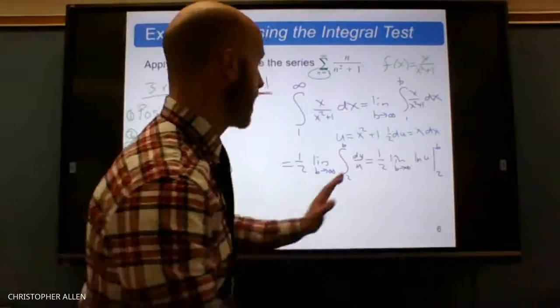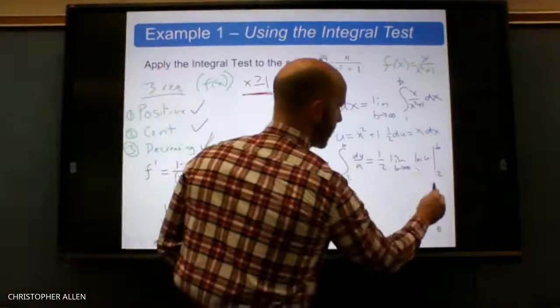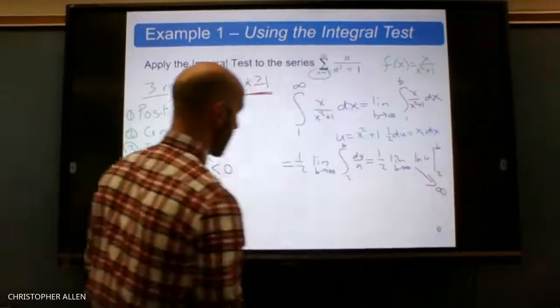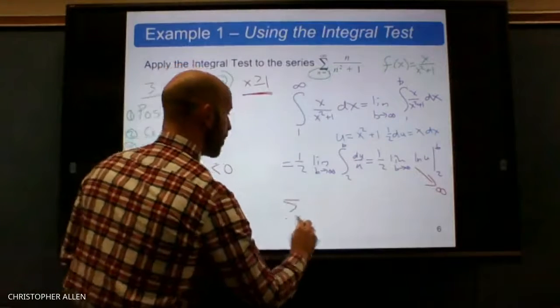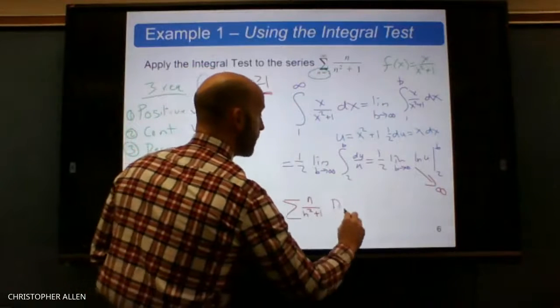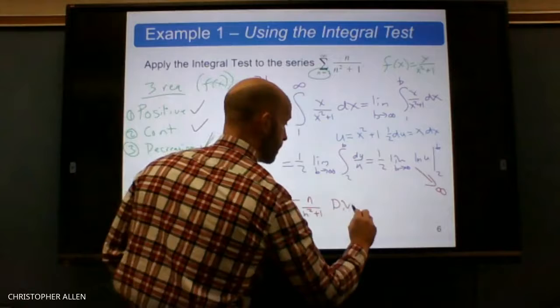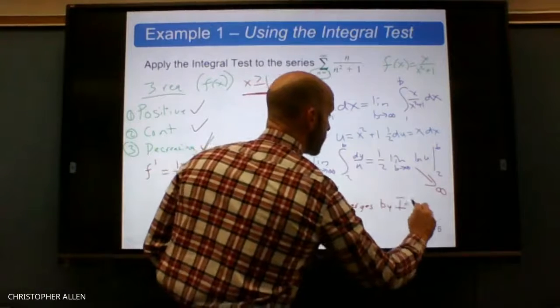Half of infinity is still infinity because any number times infinity, except for 0, we don't talk about that, is infinity. So at this point here, I'm going to do it in red. I'm going to put that this goes to infinity. And so I'm going to say, therefore, I'm going to abbreviate this, the series diverges by the integral test.